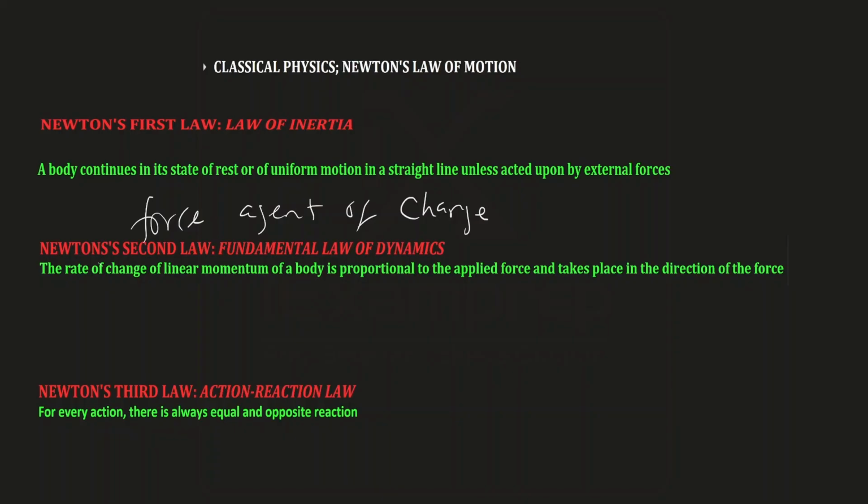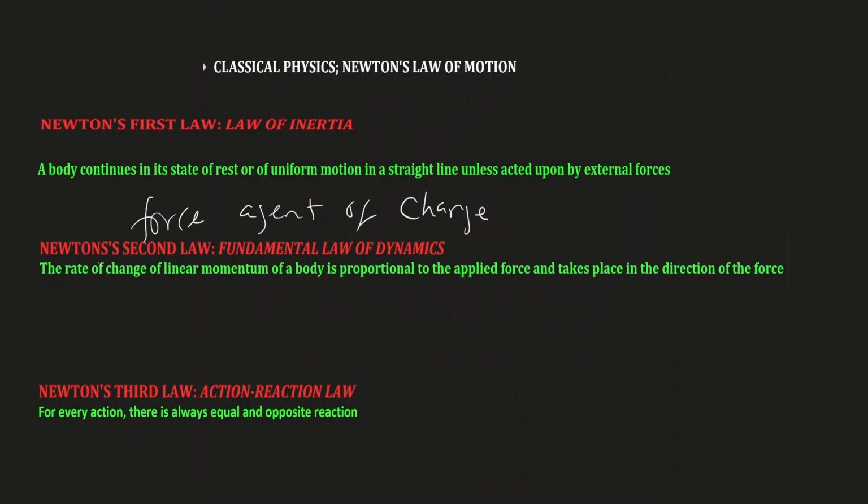So what is inertia? Inertia is the reluctance of an object to change its state. That is, when an object is at rest, it wants to remain at rest. And when an object is in motion, it wants to continue in uniform motion in a straight line. Now, the second law is the law of dynamics, right? And the second law states that the rate of change of linear momentum of a body is proportional to the applied force and takes place in the direction of the force.